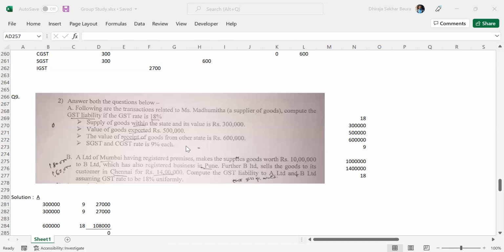Dheeraj, can you please repeat what the trick is here? So what I'm saying is, what is the final liability? That's what I'm asking. Our GST gross liability is 27,000 CGST, 27,000 SGST. Our input tax credit is 108,000 as we calculated. Yes. What is the final liability? How much do we have to pay as cash?